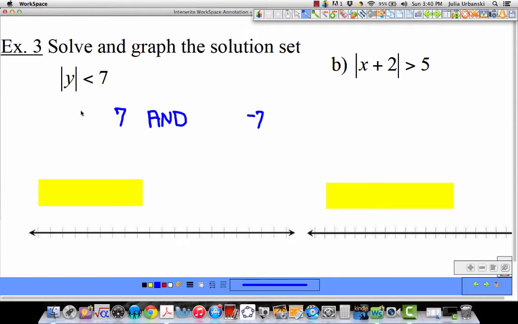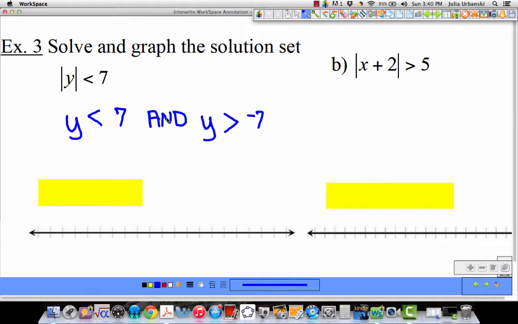Now we have to do the rest of it. The part inside the absolute value stays the same, y and y. But what we have to do now is determine the right sign. When it stays positive, the sign stays the same, less than. But when the 7 turns into a negative 7, you got to flip that sign around. You get y is greater than negative 7.